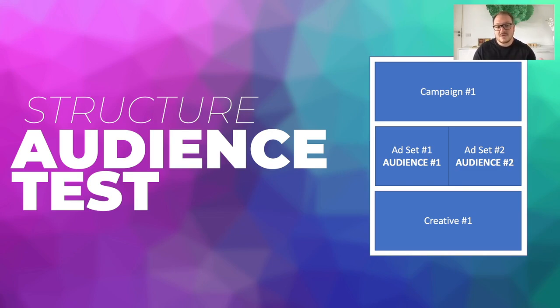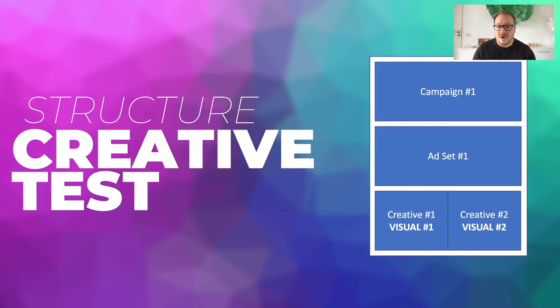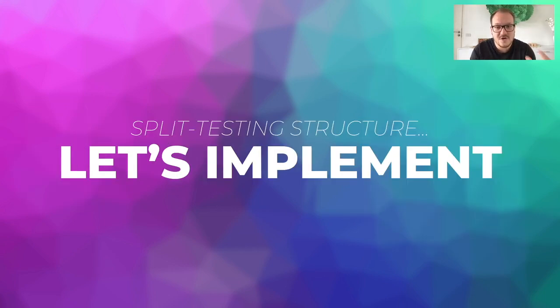So in this scenario, you would be running a budget of £10 per day if your average budget was £5, and in this one you'd be running £10 as well because you're running 2 times the amount of ads. Okay guys, so now we know how our split testing structure works.